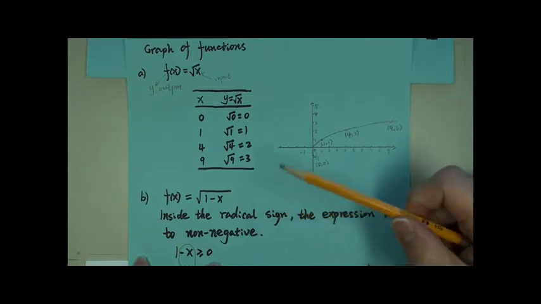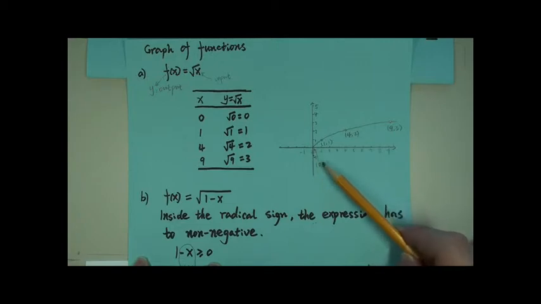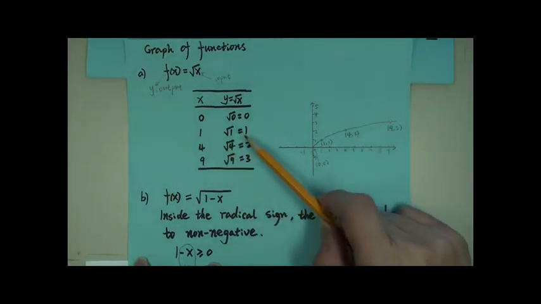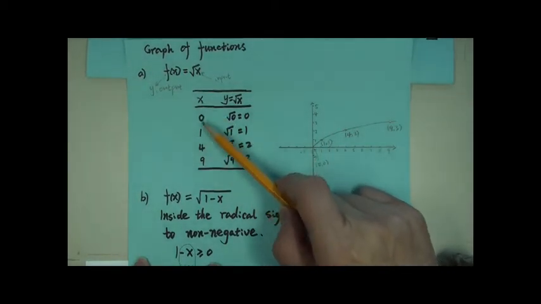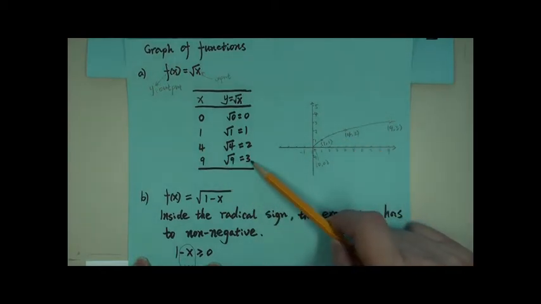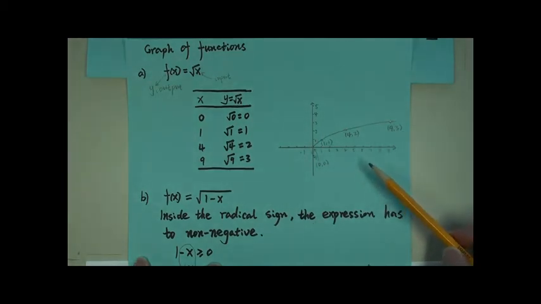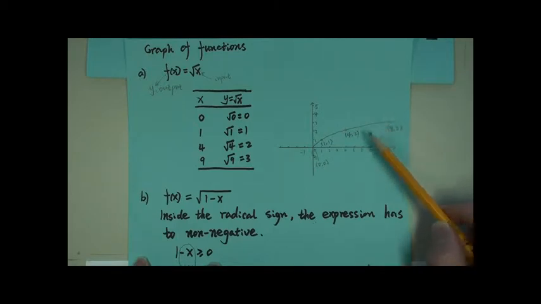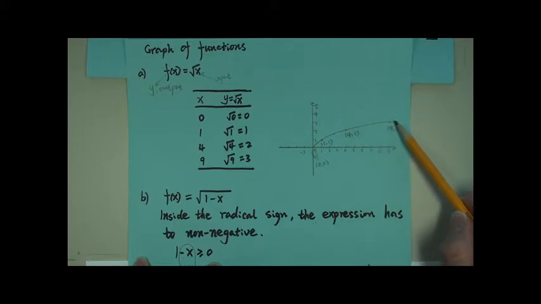Okay. So 0, 0 together will be a point. 0, 0. 1, 1. X is 4. Y is 2. So 4, 2. 9, 3. X is 9. Y is 3. So 9, 3. You have 1, 2, 3, 4 points. So use a smooth curve to connect all these 4 points together. You will have a graph.